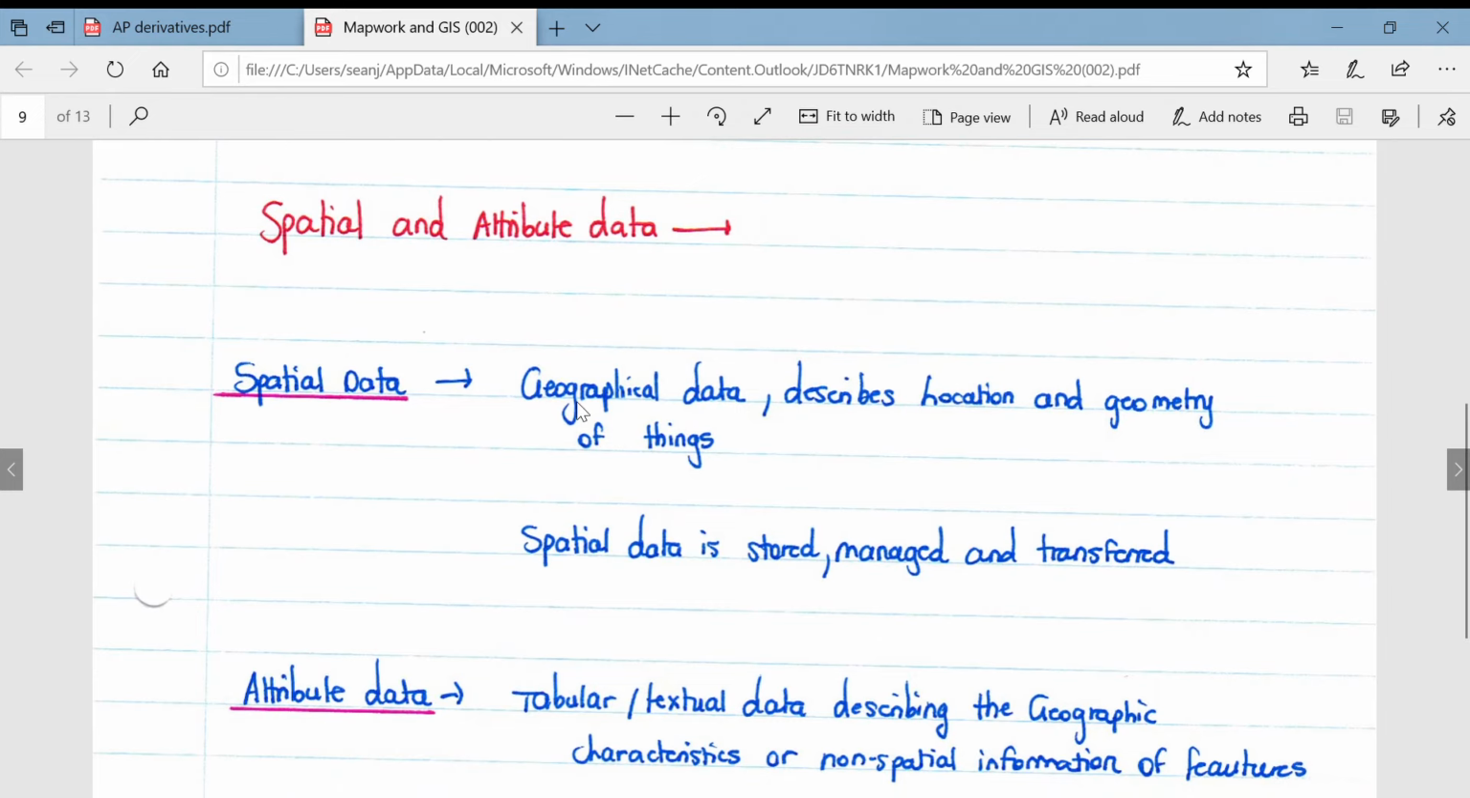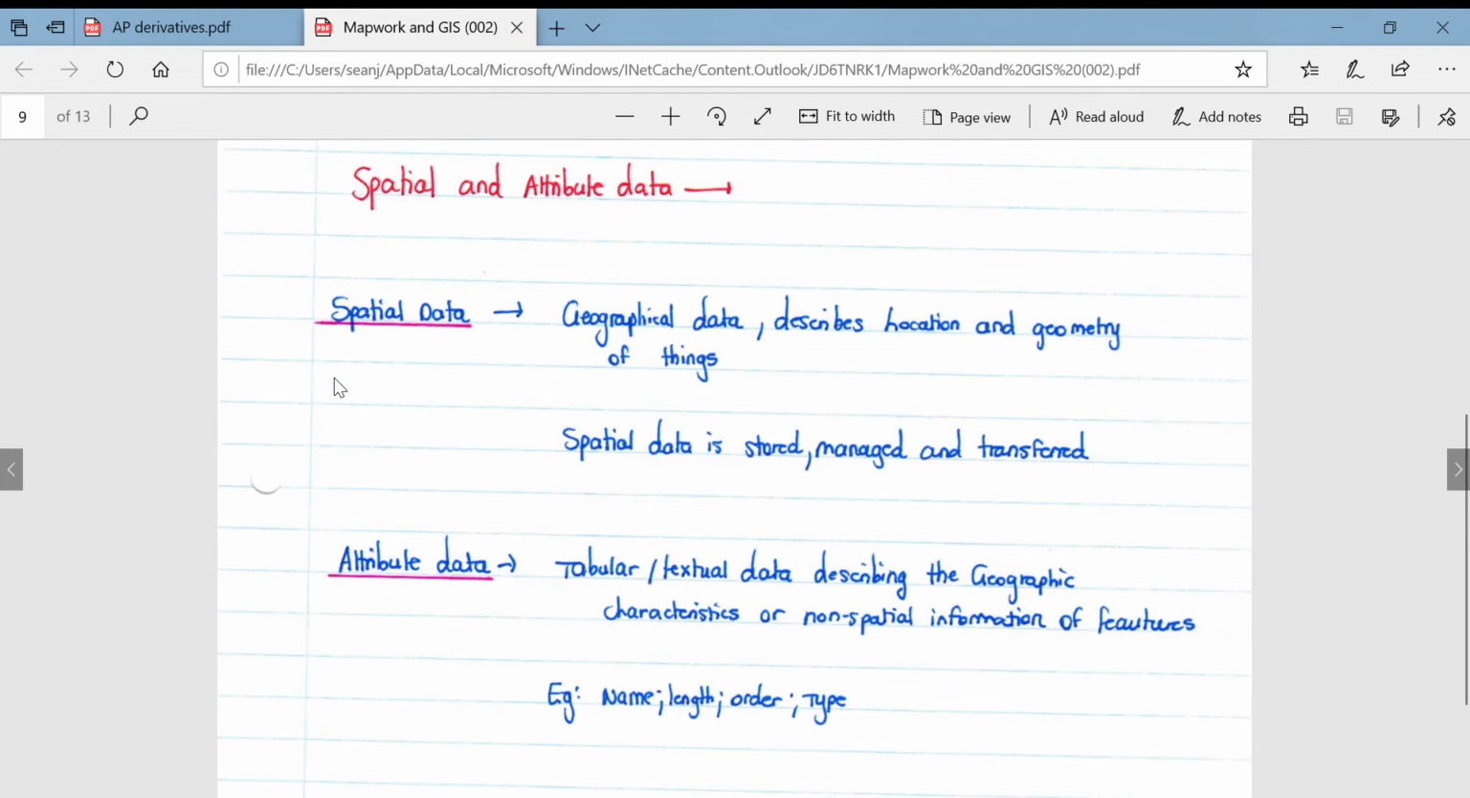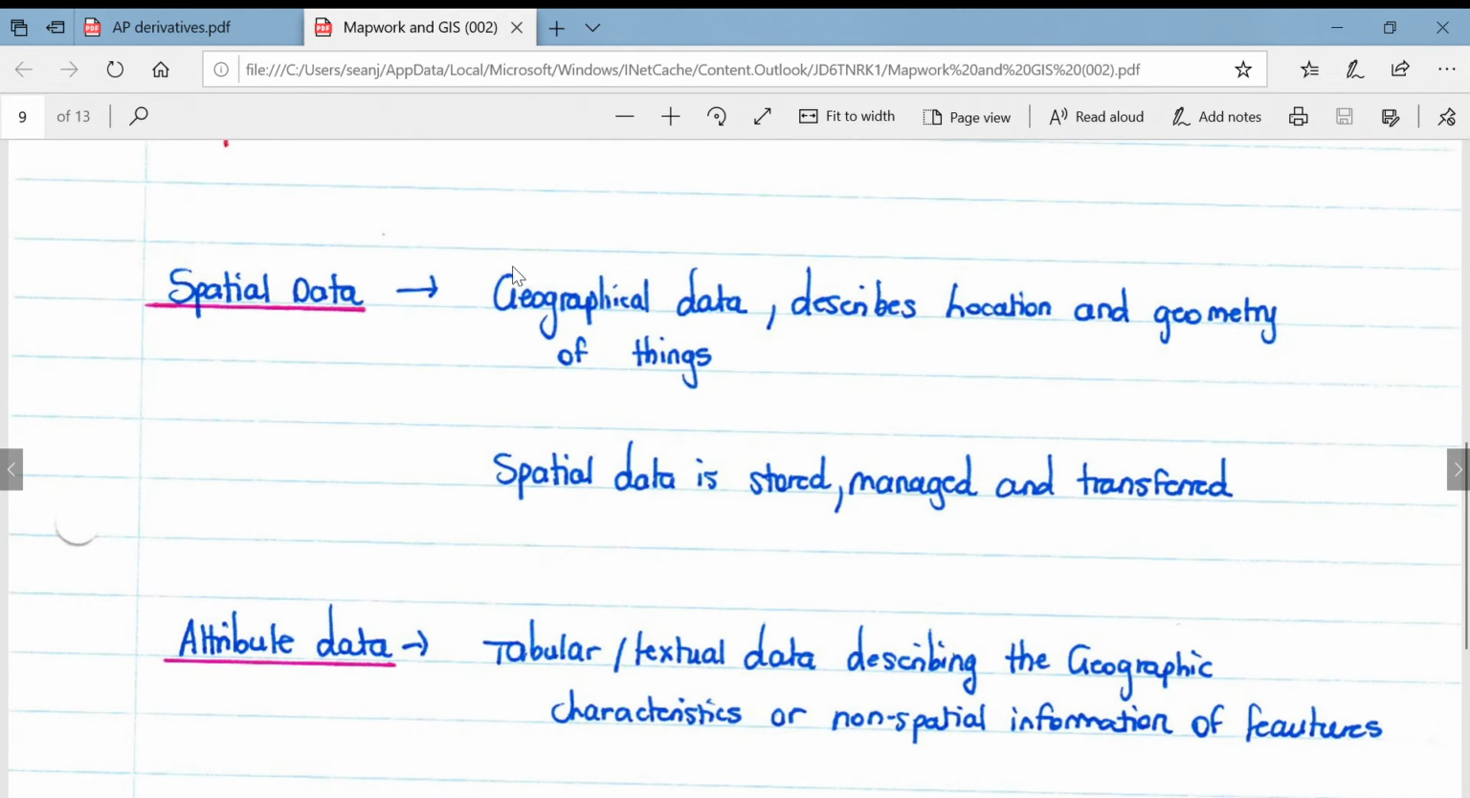Then if we look at spatial and attribute data, please note this is one of the most important parts of GIS and one of the areas where they like to test on. Spatial data is geographical data which describes the location and geometry of certain objects. Spatial data is stored, managed and transferred.